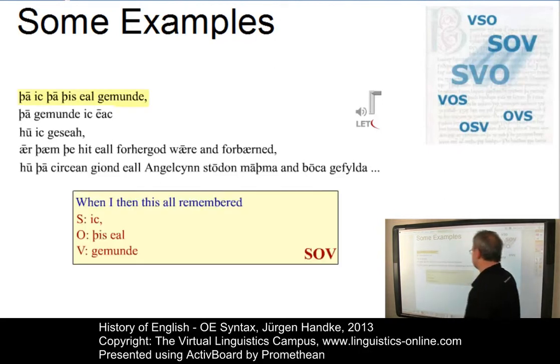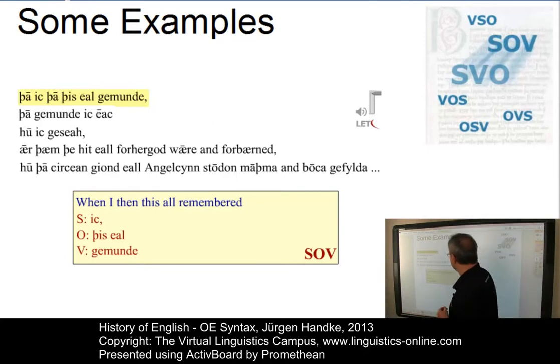Fa ich tha this el yemunde. And here we can observe an SOV structure with the verb yemunde in the final position, the subject ich in the first position, and the object between subject and verb.